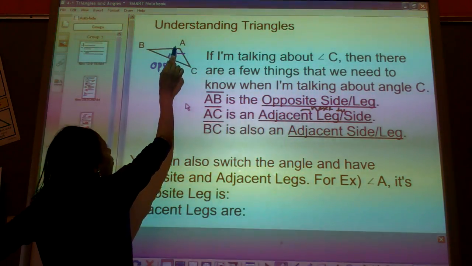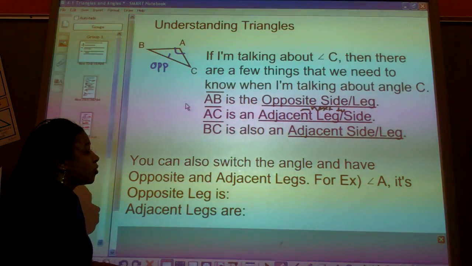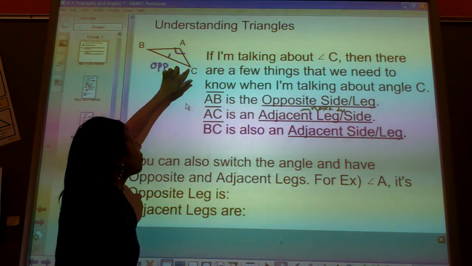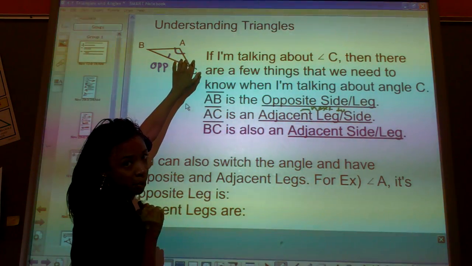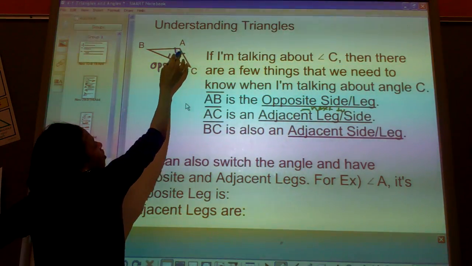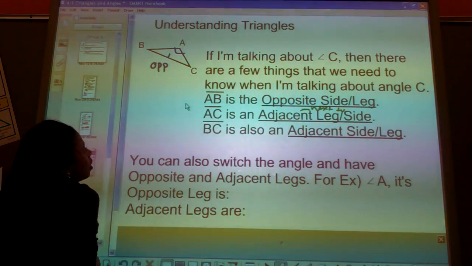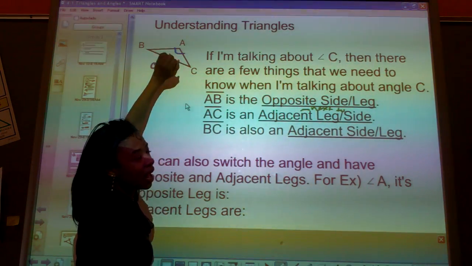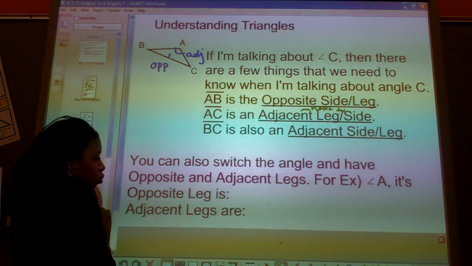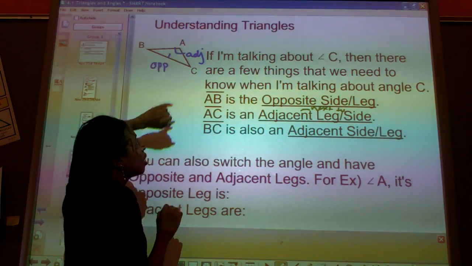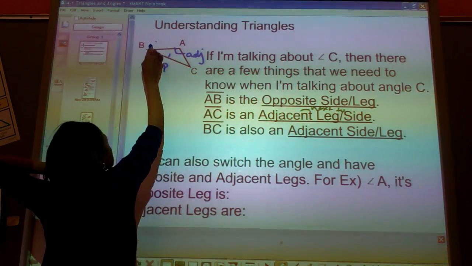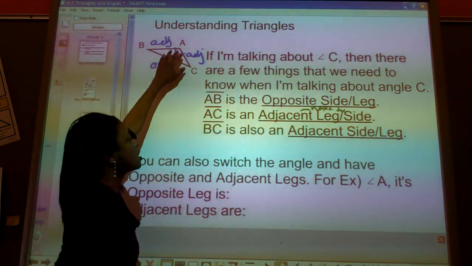Let me back up just a little bit. If you review your notes, when we were talking about angle C, this leg BC was the adjacent leg, but that's because I was talking about angle C, and that's not the case now. I'm talking about angle A, and the opposite leg or the across leg is BC. So what is AC in reference to angle A? Leg AC is adjacent or next to angle A. Leg AB is also next to angle A. That's also adjacent in reference to angle A.